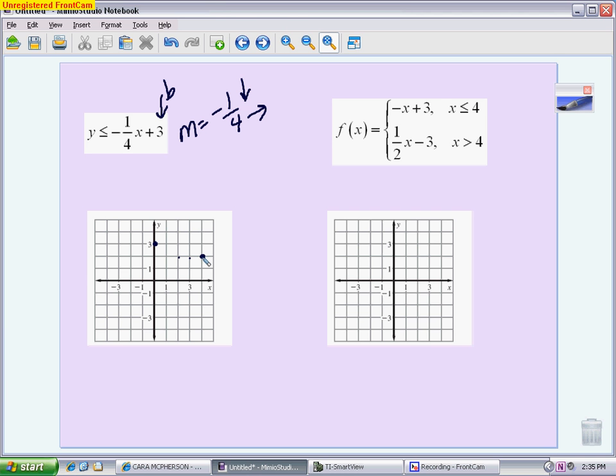Before you connect the dots, double check dotted versus solid boundary line. This will be a solid line because it has the "or equal to," so you can go ahead and draw it in. And then finally you have to decide where to shade.